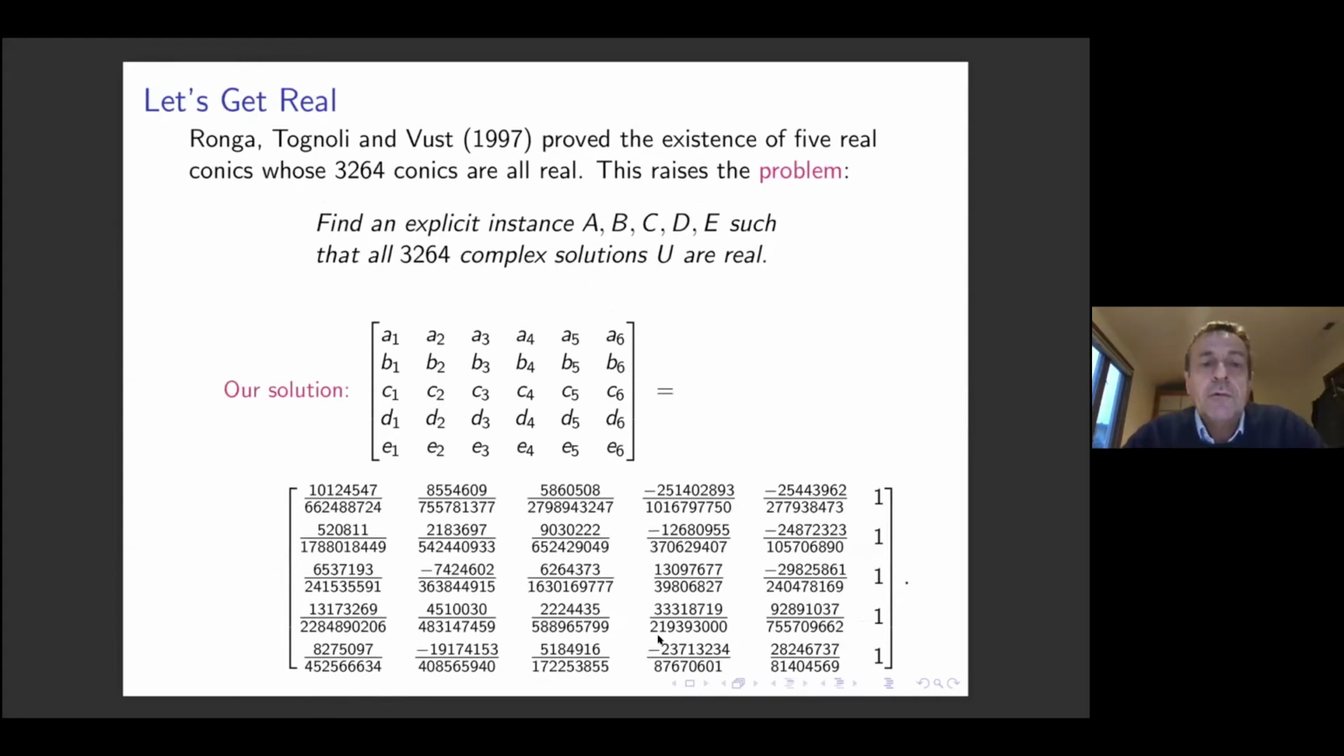Well, let's get real. In polynomial system solving, when we apply this in an applied context, in engineering, data science, and so on, what we usually want is not complex solutions, but we're interested in the real solutions, often maybe real positive solutions. So let's talk about real solutions to Steiner's conic problem.